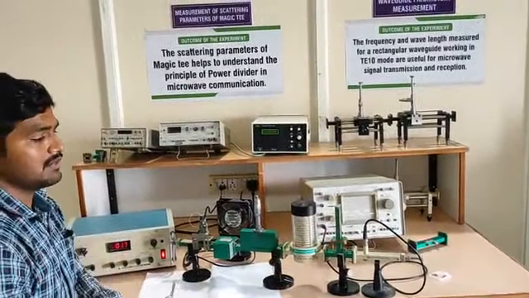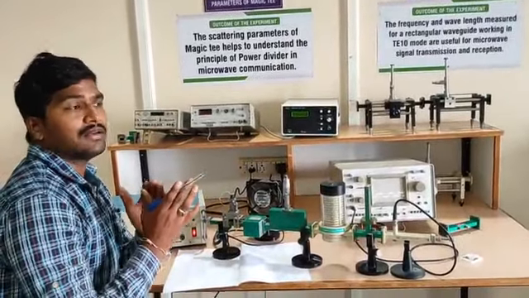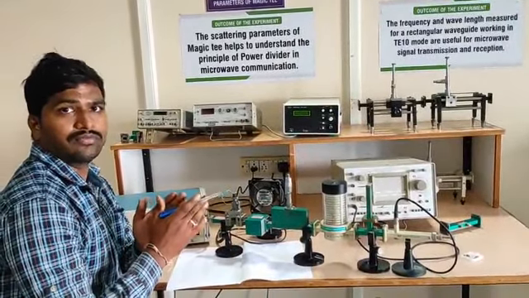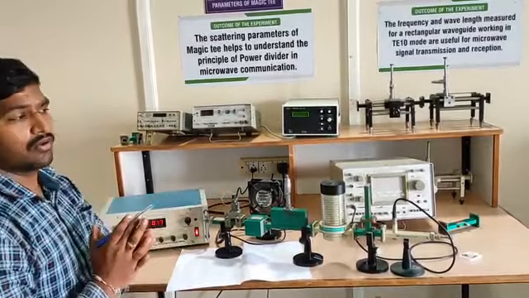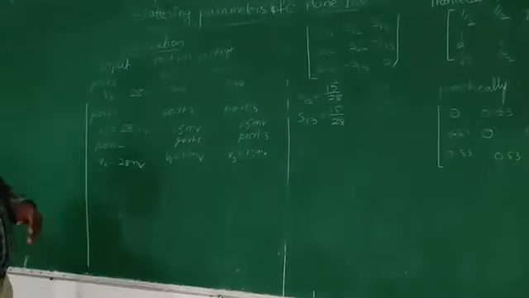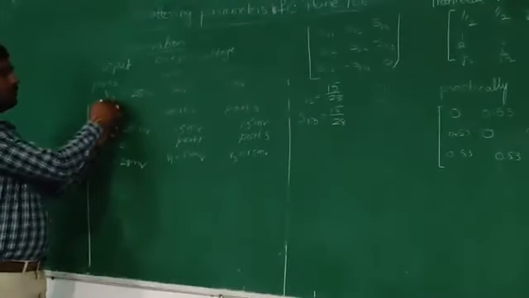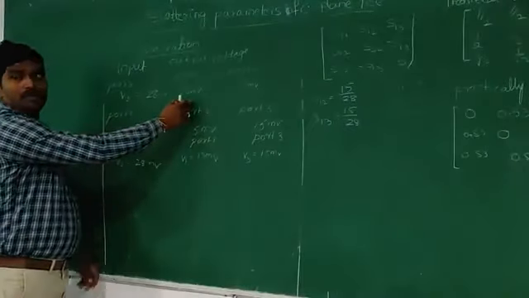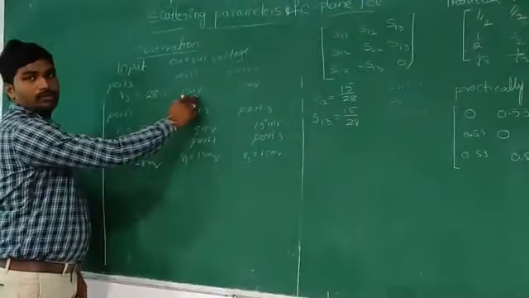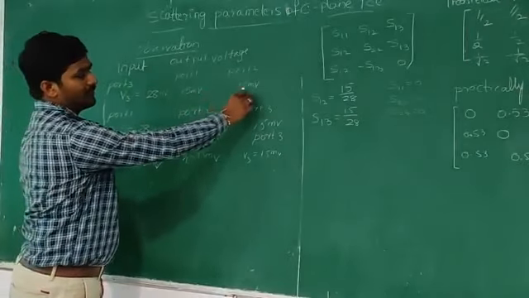Now we are going to observe the values and compare the theoretical value and practical value. Now we are going to do the comparison observation. We connect the E-plane T at port 3. The input voltage is 28 millivolts. At port 1 we got the voltage 15 millivolts, as well as at port 2 the output voltage is 15 millivolts.